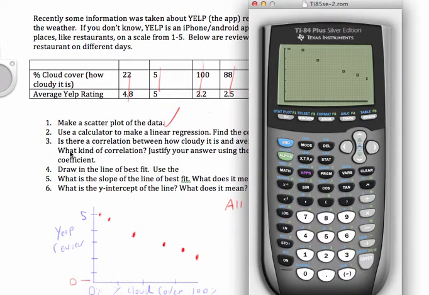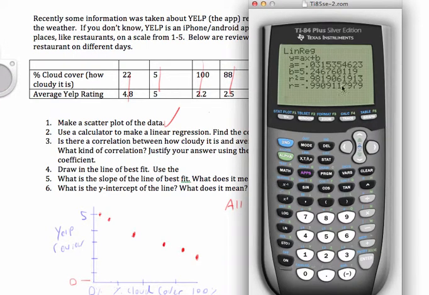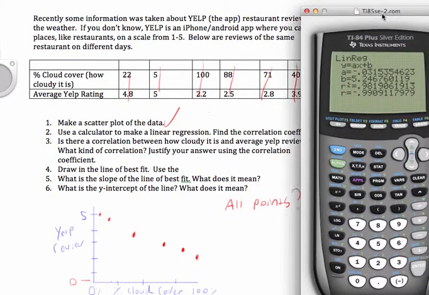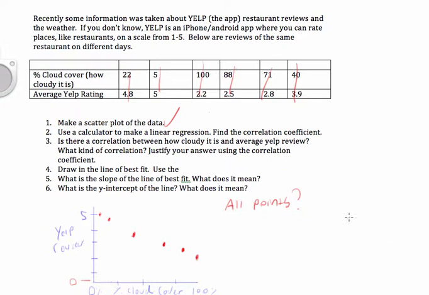So now I'm going to generate my correlation coefficient. I'm going to hit stat. I want to hit calc. And I want to go down to this fourth one here, linear regression. Hit enter. Hit enter. Here's my linear regression. Great. So my correlation coefficient is the R number. The R number is negative 0.99, which is almost perfect negative correlation.